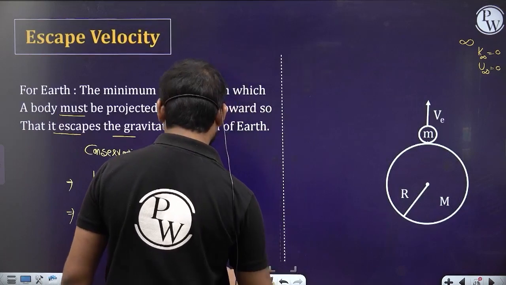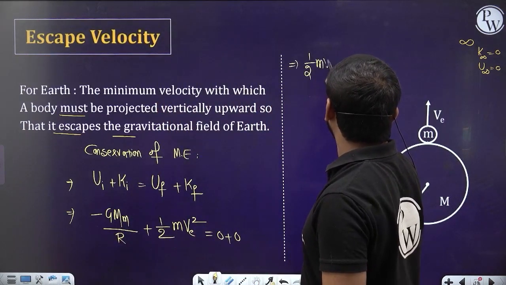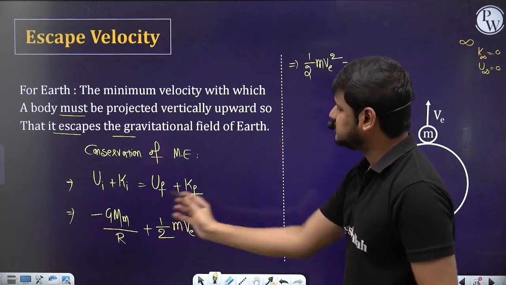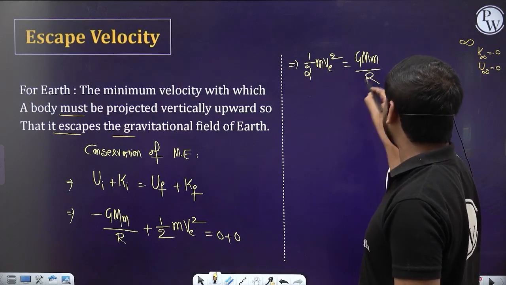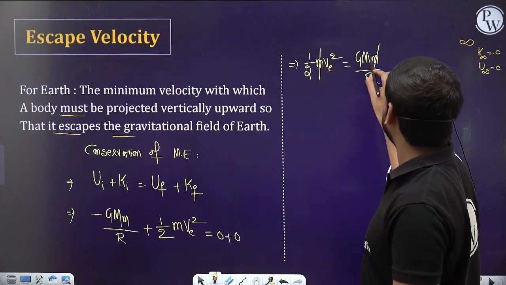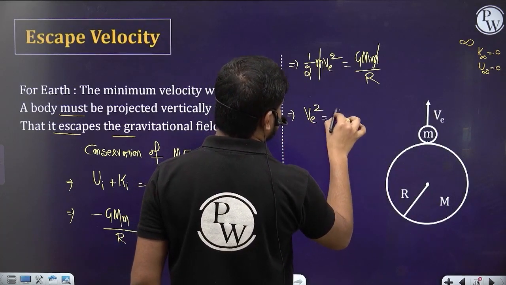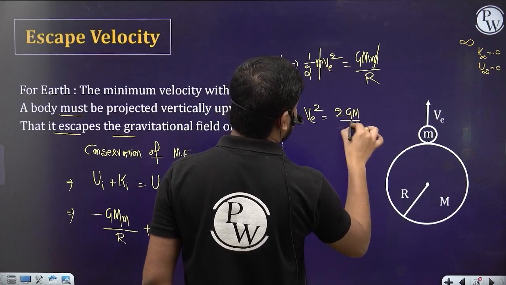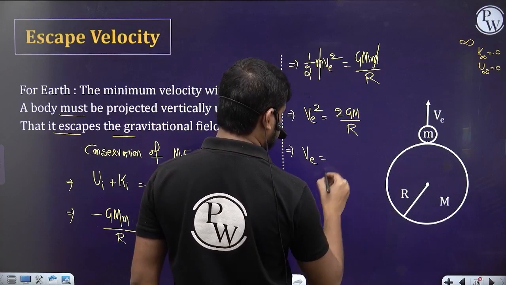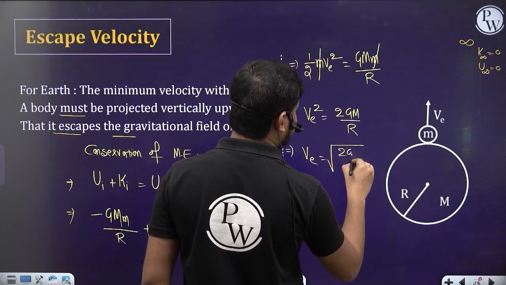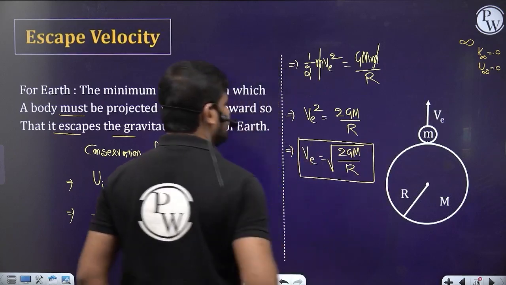What we can write here: half m ve square is equal to, sending this to this side, GMm by r. The small m gets cancelled, so ve square is equal to 2GM by r, or we can also write the escape velocity is equal to root over 2GM by r. So the escape velocity formula is root over 2GM by r.